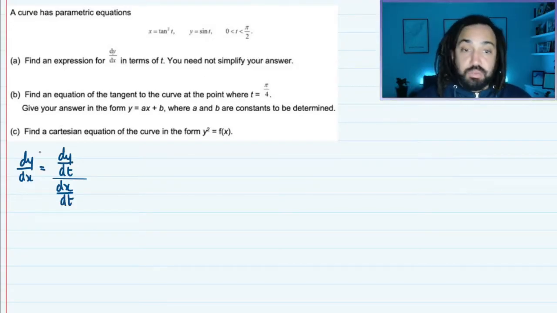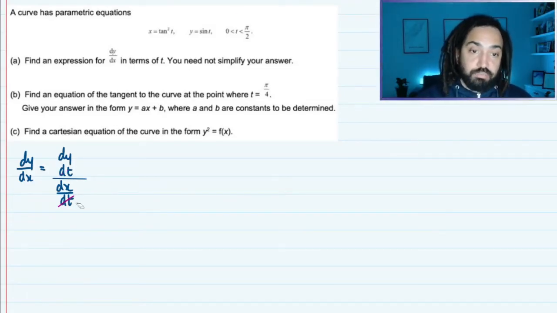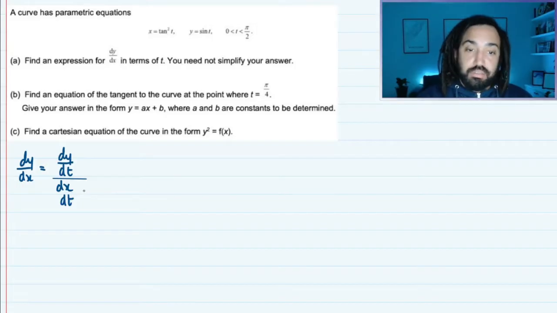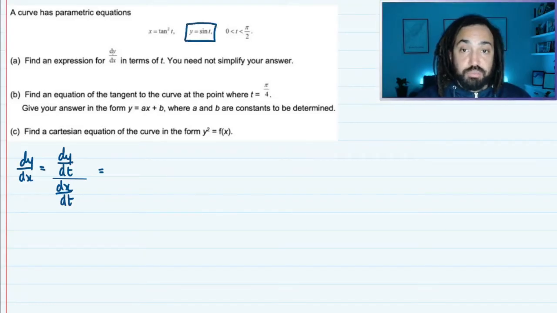And you can see why this works because the dt's on the bottom could cancel out, and we get dy by dx on both sides. So that is legit. That works because of the chain rule. How lovely. Okay, just trying to get rid of these lines. Perfect. Okay, so that means I need to first off differentiate this with respect to t. That's going to go on the top of my fraction. Well, sine differentiates to cos.